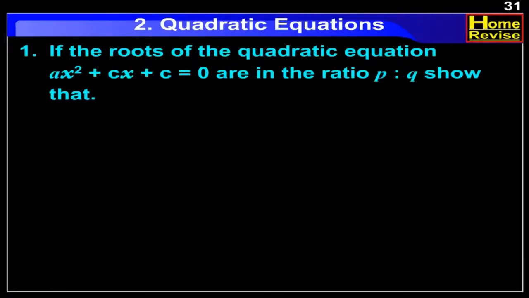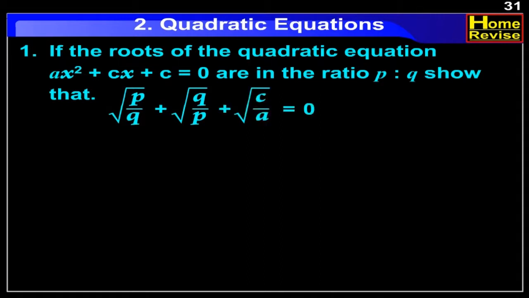If the roots of the quadratic equation ax square plus bx plus c is equal to 0 are in the ratio p is to q, show that root p upon q plus root q upon p plus root c upon a is equal to 0.